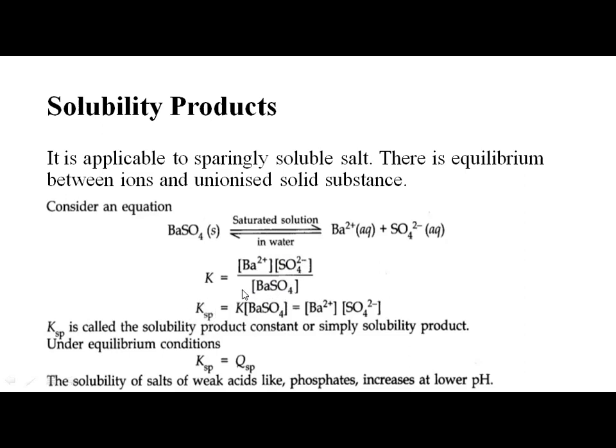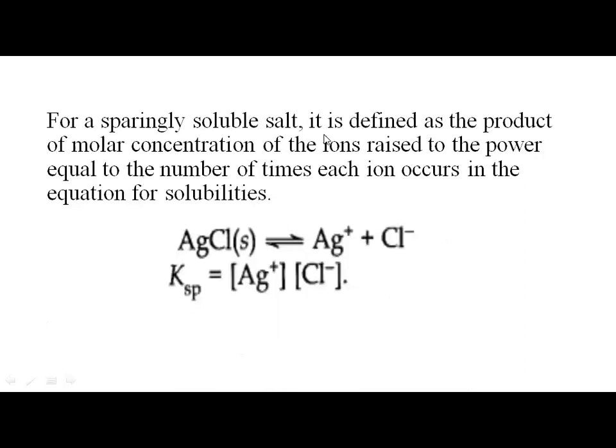Solubility product is nothing but what? Taking the concentration of BaSO4, this side becomes constant. That constant is called Ksp, the solubility product, like how you write the ionic product of water. It is the product of molar concentrations of the ions present in that solution. Under equilibrium condition, Ksp is equal to Qsp. For a sparingly soluble salt, it is defined as the product of molar concentrations of the ions raised to the power equal to the number of times each ion occurs in the equation. So for AgCl, Ag+ and Cl-, what is the solubility product? Ksp is equal to concentration of Ag+ ions into concentration of Cl- ions.